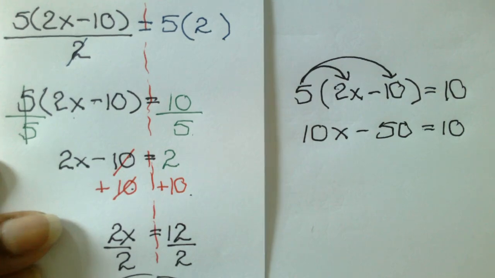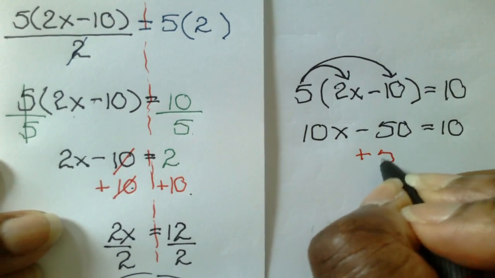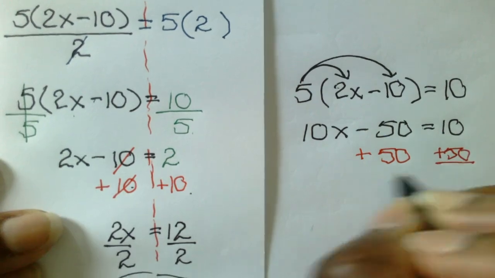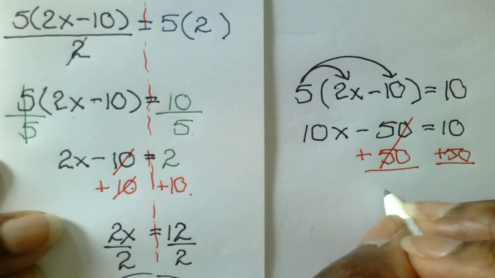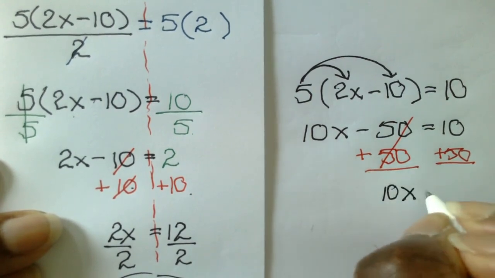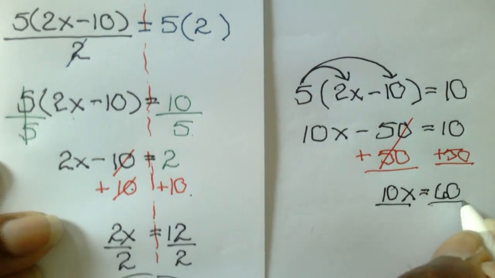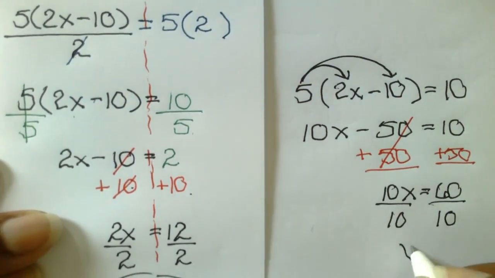So what do we have to do from here? We need to add 50, then you get your 10x is equal to 60. Then you divide both sides by 10 and you get x is equal to 6.